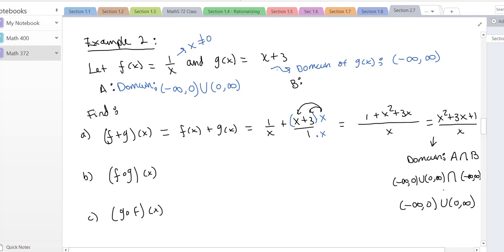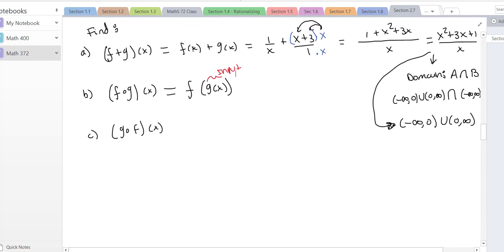So that's looking at it as the intersection, but you can also just go over here and say, well, I still have x in the denominator, so x can't be 0. So I can just go directly from here and say x can't be 0. Now for part B, we want to find the composition of functions, f of g of x. So that means f, and g of x is the input. So this is my input, and so let's go find what that is. So f is 1 over x and g is x plus 3.